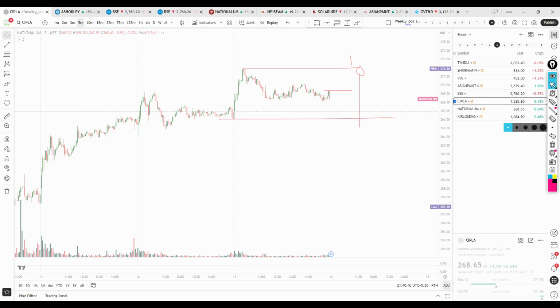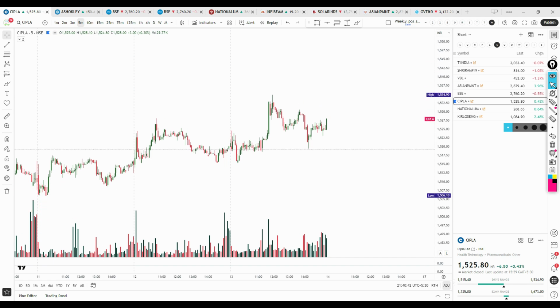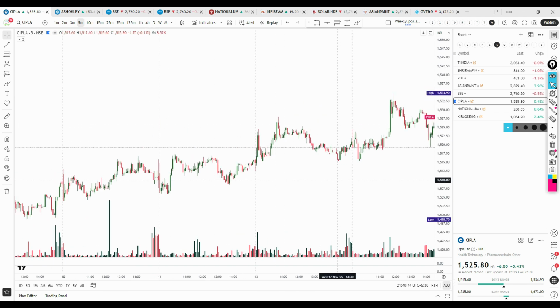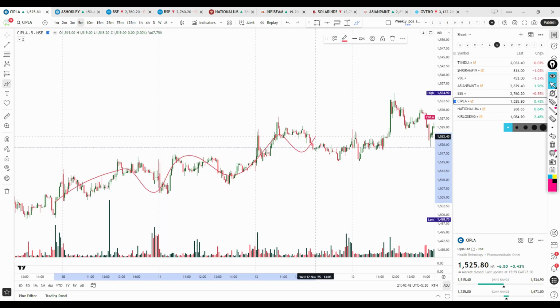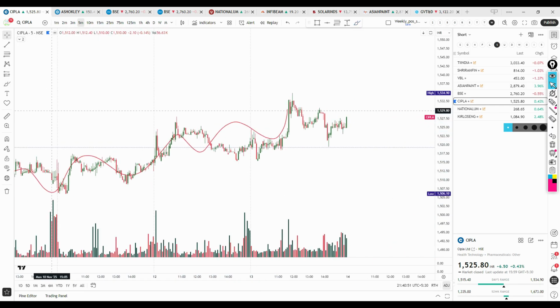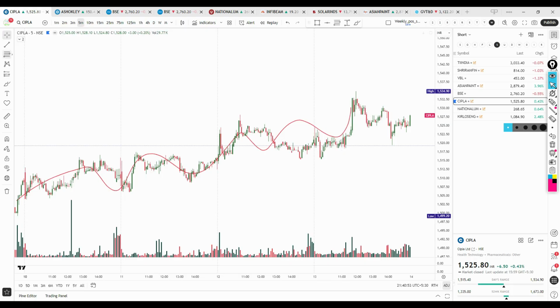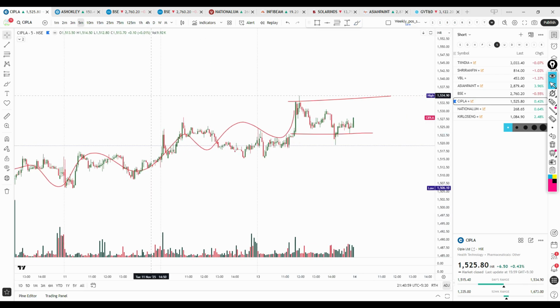And Cipla also. I am looking at it since I am holding the position. It keeps on making higher highs, higher highs, higher highs. I have to see how it goes next, because my position is in loss. Otherwise I have to book the loss or take the position. These are my watch list stocks.